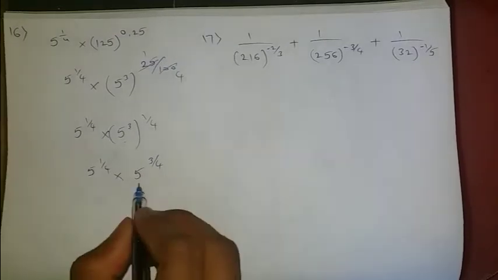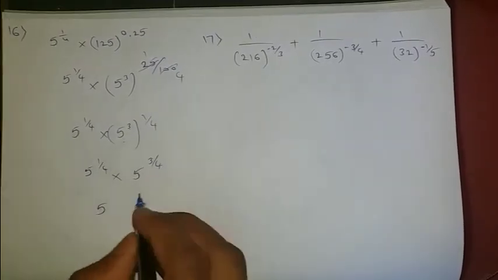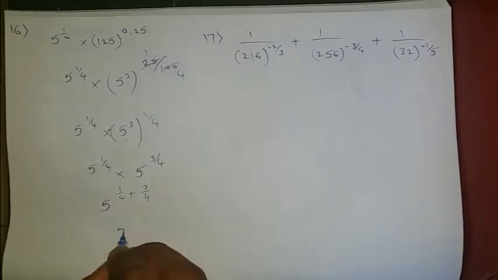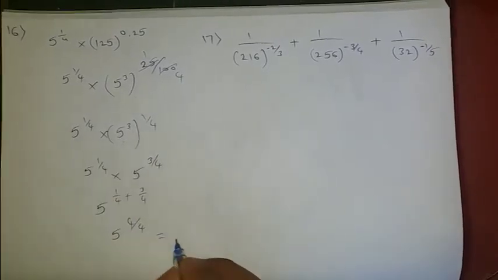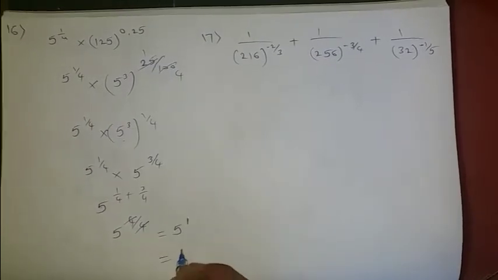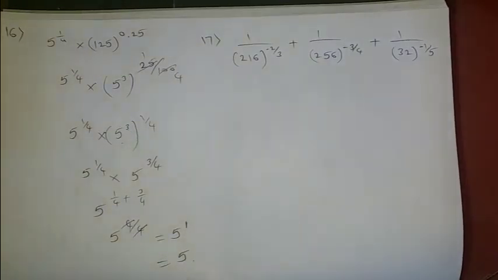Now both the bases are the same, so powers should be added. 5 power 1 by 4 plus 3 by 4, nothing but 5 power 4 by 4. 4 will get cancelled, so we remain with 5 power 1. 5 power 1 is nothing but 5.